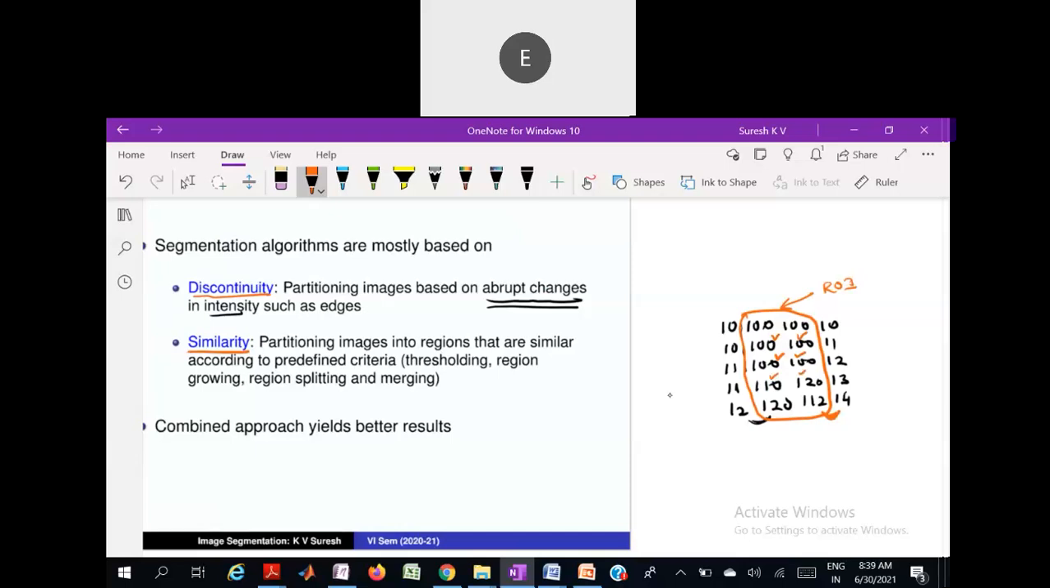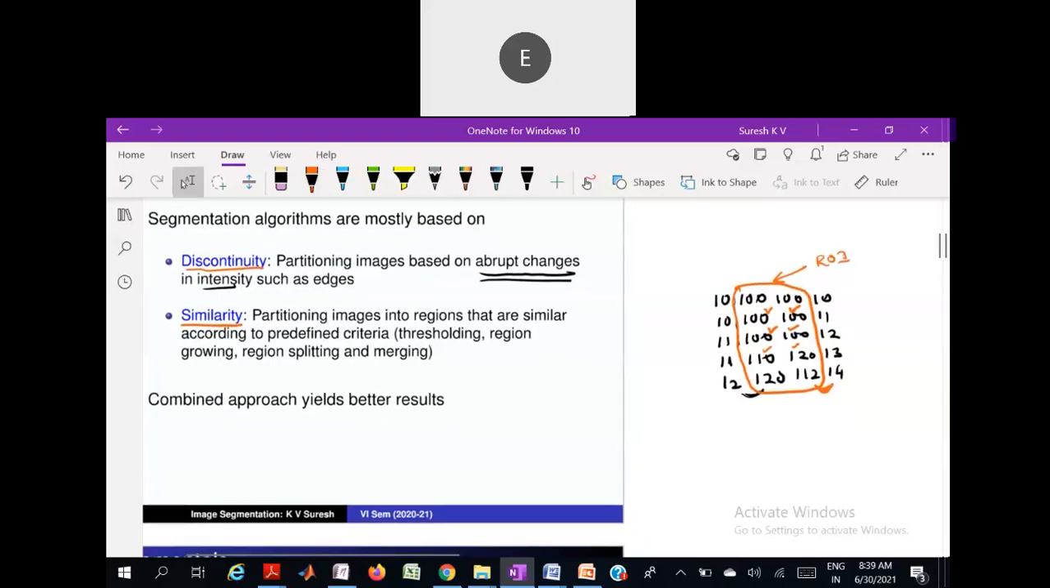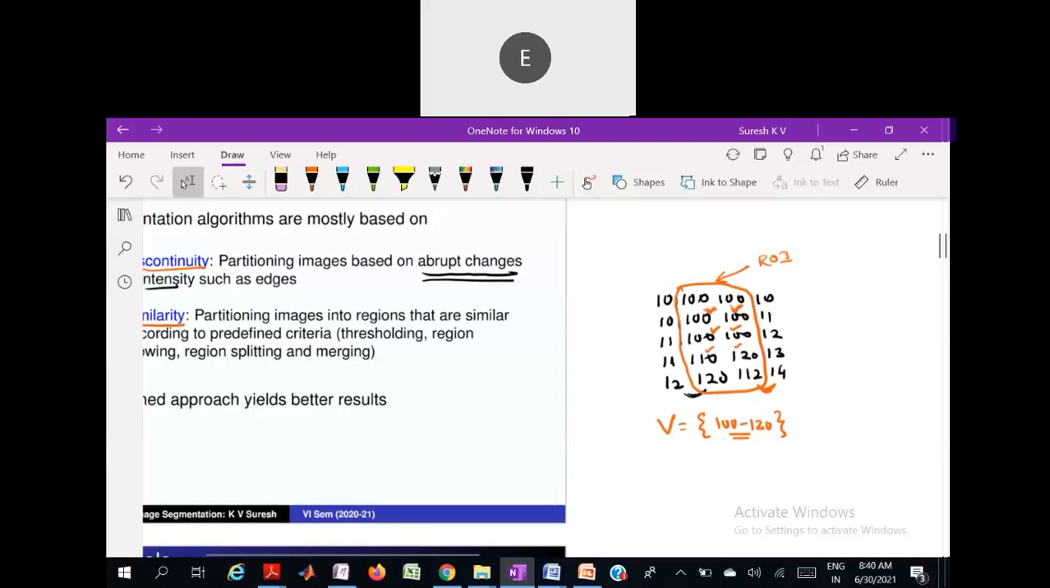Suppose this neighbor and this neighbor are of the same color. Remember when we did labeling of connected components, we used this range of V. Assume that I give the range of V as 100 to 120. So I'll label all of them. I label this 100 as label 1. Since this 100 is a fourth neighbor of 100 and also from the same color region, I'll also label this as L1.